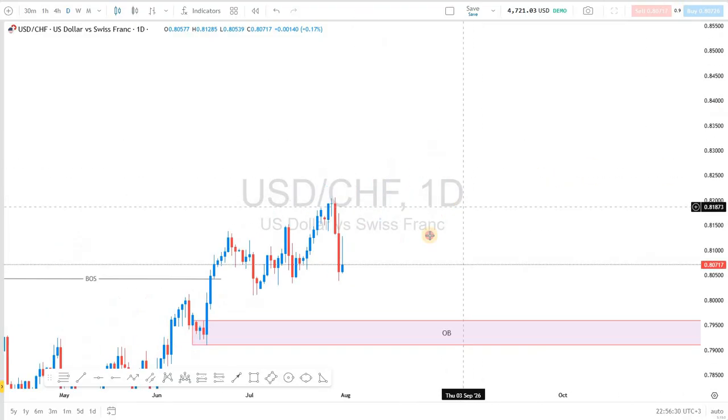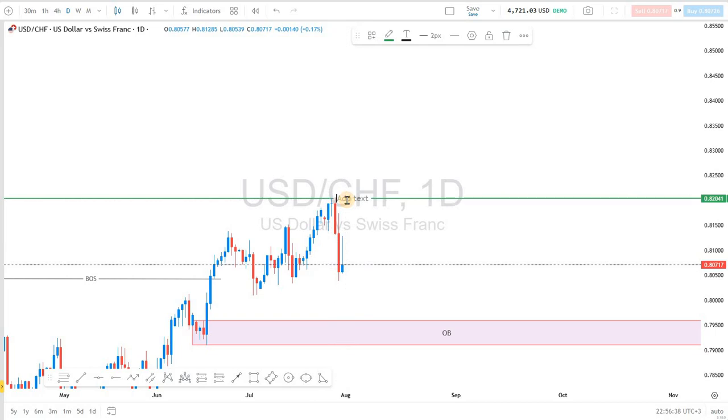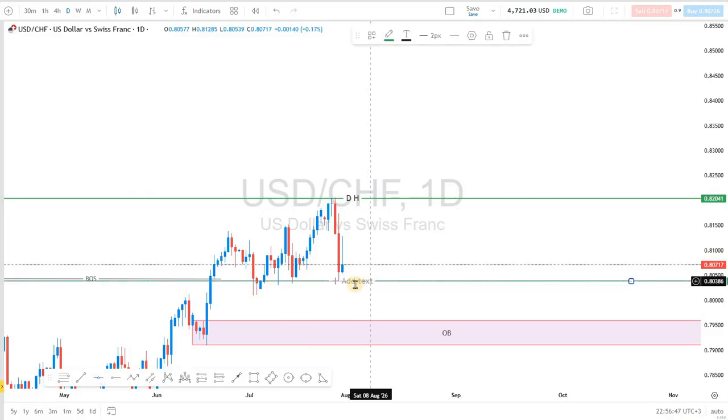After marking the order block, you take this horizontal line and mark the daily high, because we are on a daily chart. That's our daily high. Then we take another horizontal line and mark the daily low, because this is the lowest price of this chart. So daily low.